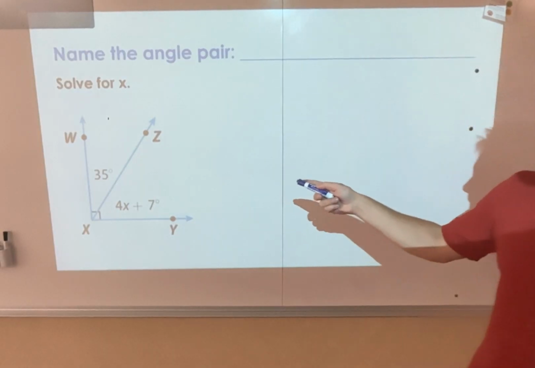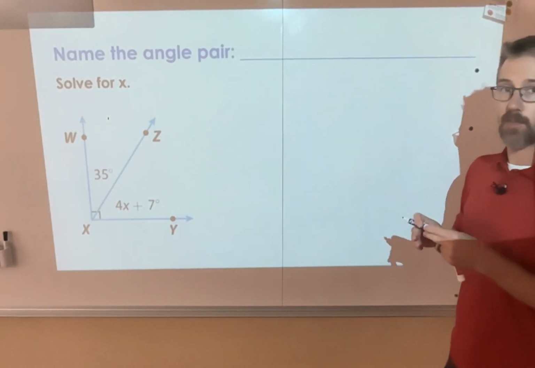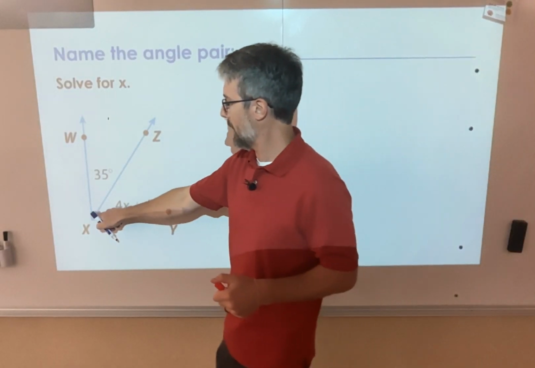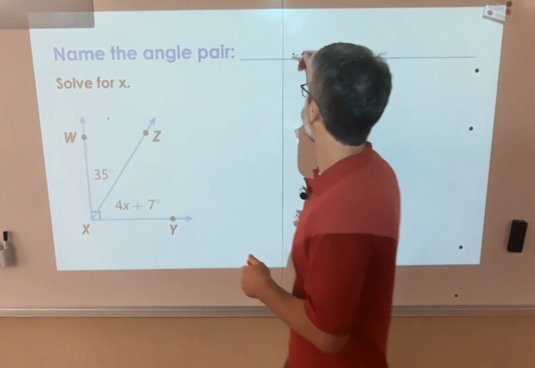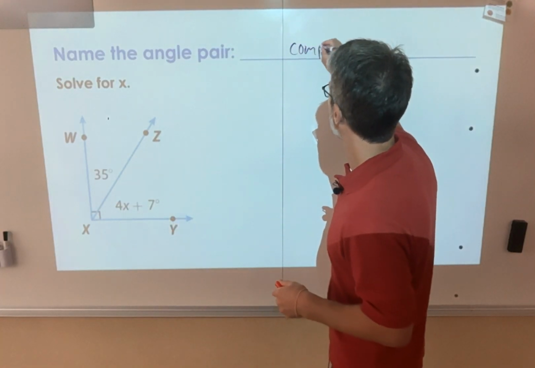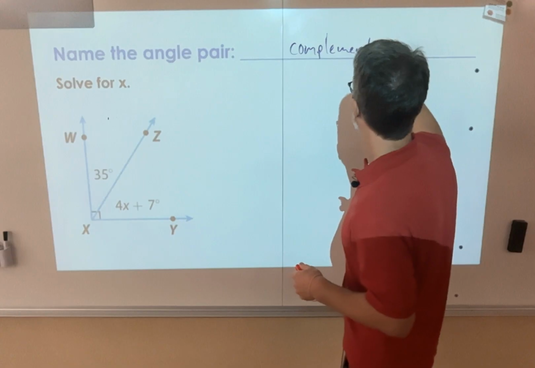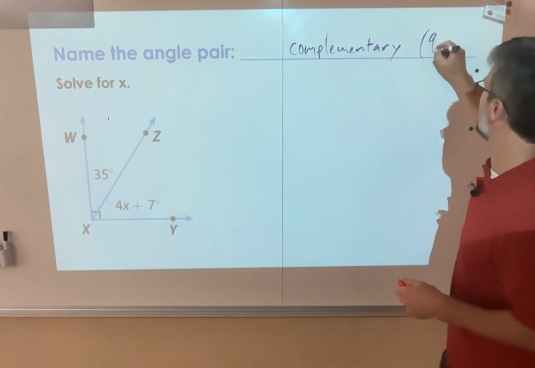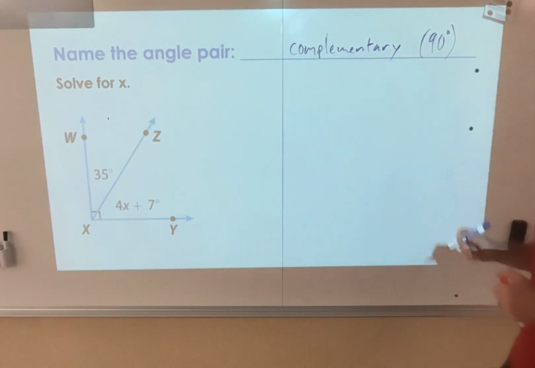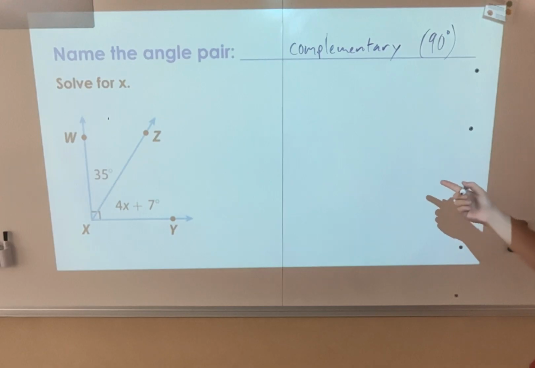So something like this. First thing, naming that angle pair. Well, I know it's a 90-degree angle because of this little box, that is complementary, right? Because it is a 90-degree angle. And we want to use that to solve for x.